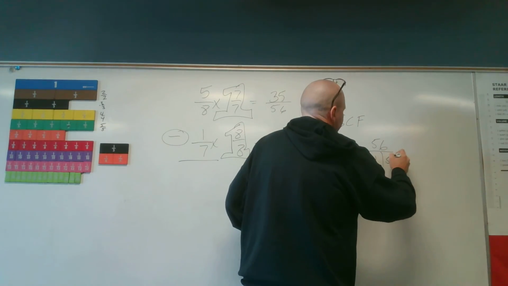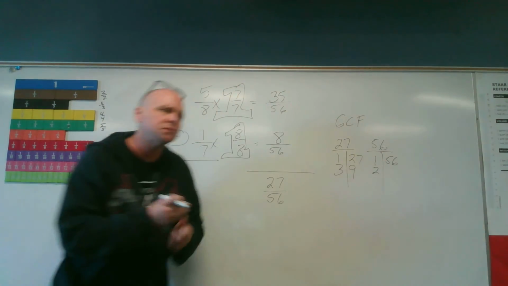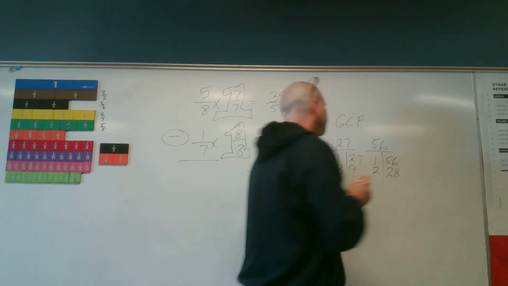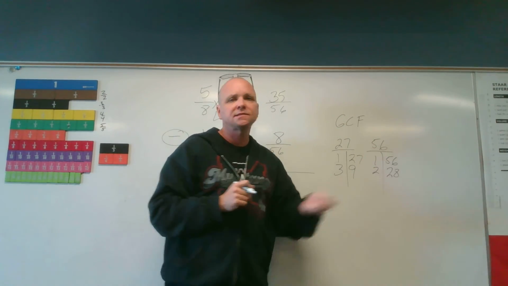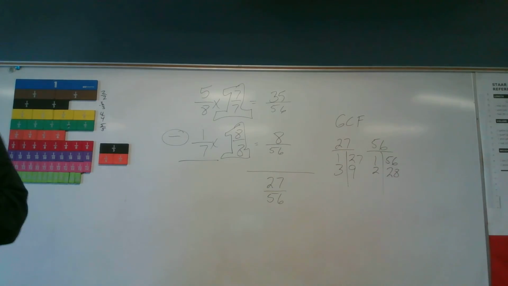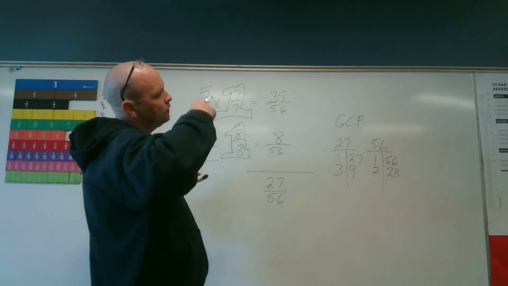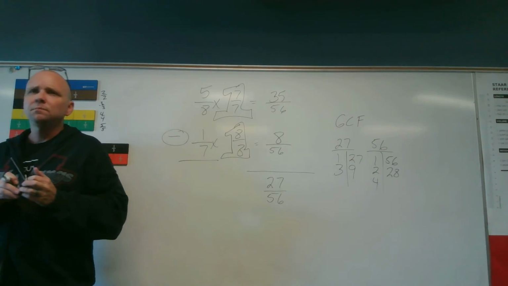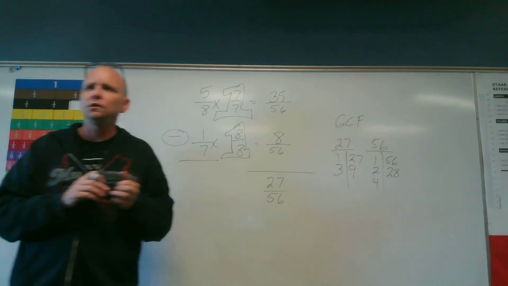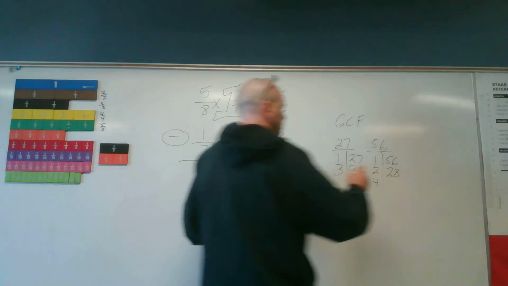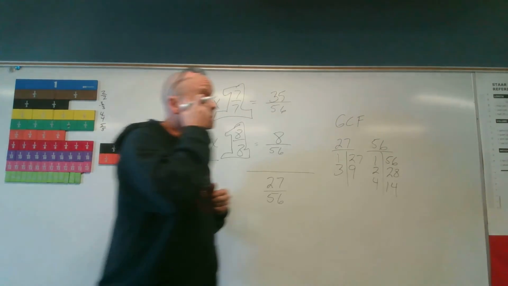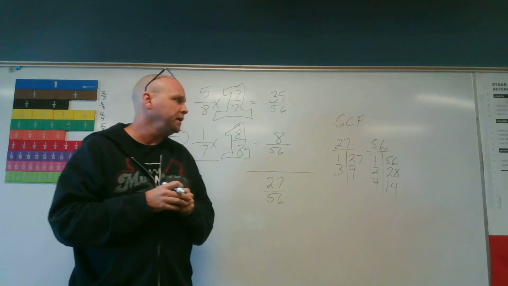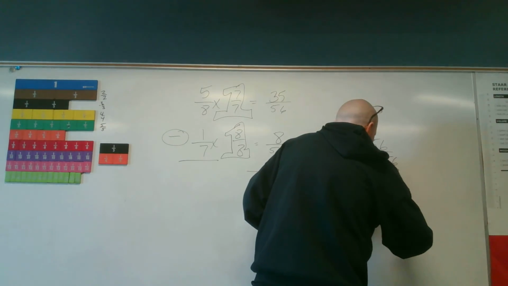56. 1 times 56. 2 times 28. And 3, no, because 5 plus 6 is 11, and 11 is not a multiple of 3. 4, yes. 4 goes into 56. How many times? 14. 5, no, because it doesn't end in a 0 or 5. 6, no, because it's not divisible by 3. 7, yes. 7 and 8.